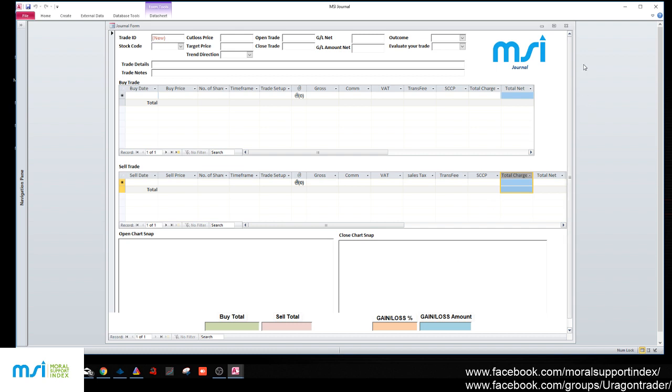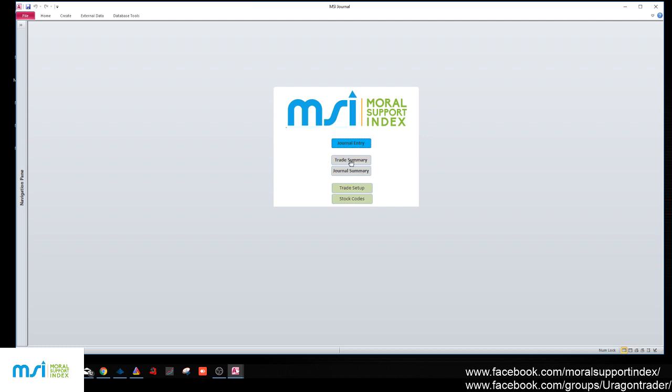Okay, so now we'll go to the reports. Sa reports, you have the trade summary. Sa trade summary, pwede kayong mag-sort by stock codes, pwedeng by how your trade went. Let's say, for example, you can sort it with good trades only or bad trades only.